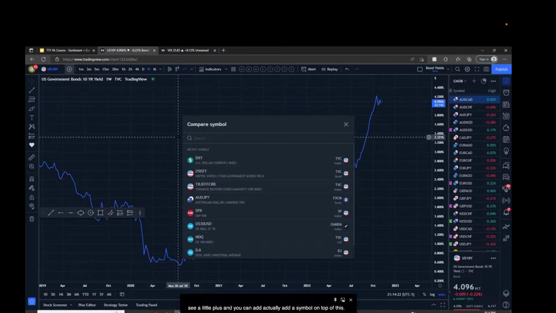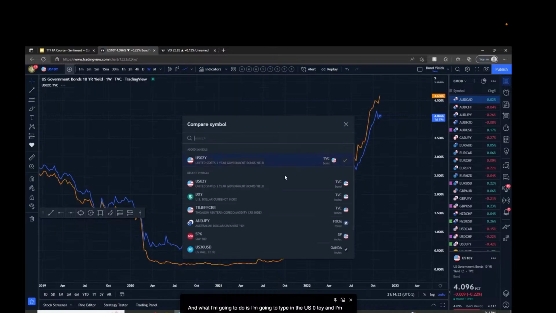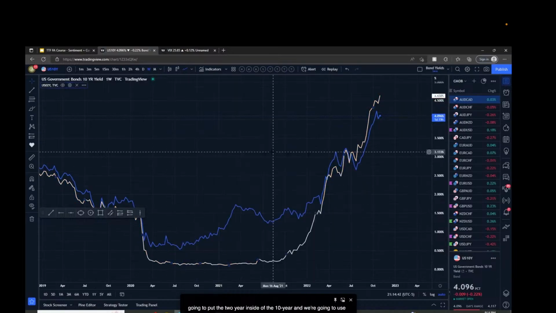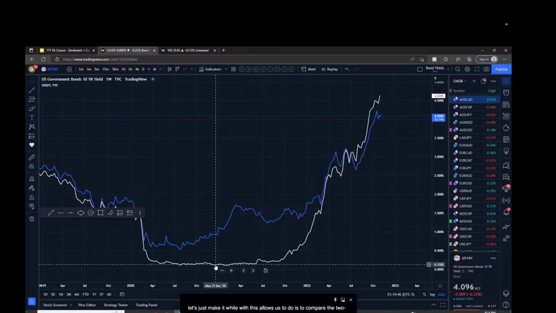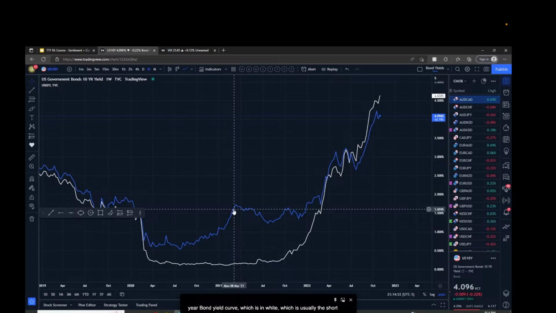And what I'm going to do is type in the US 02Y, and I'm going to put the 2-year inside of the 10-year. And I'm going to use same scale. You could change the color too. If you don't like orange, let's just make it white. What this allows us to do is compare the 2-year bond yield curve, which is in white, which is usually the short-term investing option, and then we can compare that to the 10-year blue line, which is the long-term investment option.